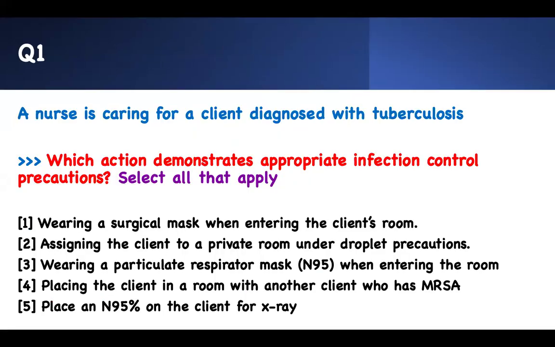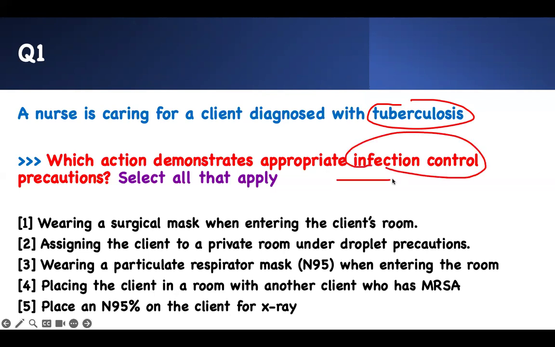First question. Which action demonstrated appropriate infectious control precaution? Select apply. And this is caring for a client diagnosed with tuberculosis. This is how you answer your question. Go for your buzzword, tuberculosis. I said this to show you how language is used to confuse you. Which action demonstrates appropriate infectious control precaution? It means, how can you control the infection of TB? That's all. How do you do that?